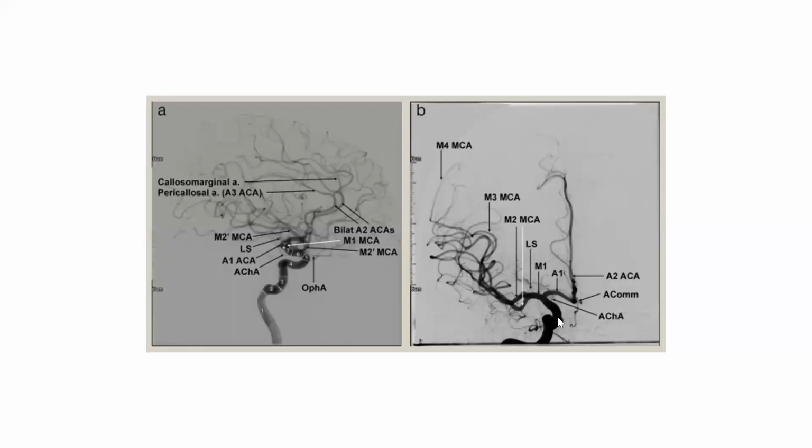So you can see over here, this is the internal carotid artery that gives off the anterior cerebral artery and the middle cerebral artery. In the anterior cerebral artery, you can see this is the first segment, the A1 segment of the anterior cerebral artery before the anterior communicating artery. And after the anterior communicating artery is the A2 segment of the anterior cerebral artery. And this is the middle cerebral artery with the first segment, M1.